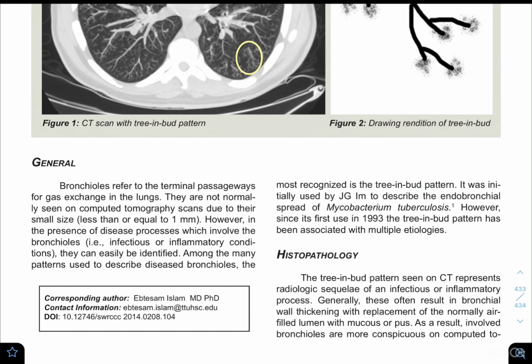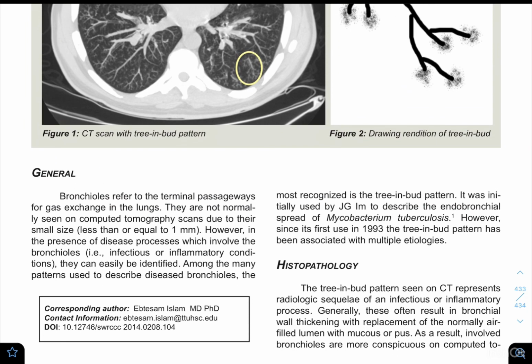So let's start. They are telling that bronchioles refer to the terminal passageways for gas exchange in the lungs. They are not normally seen on CT scans due to their small size. Terminal passageways are very narrow in size, either less than or equal to 1 mm.